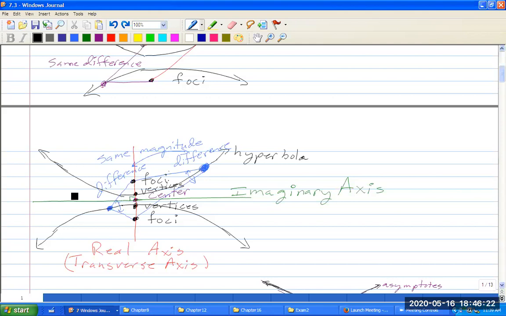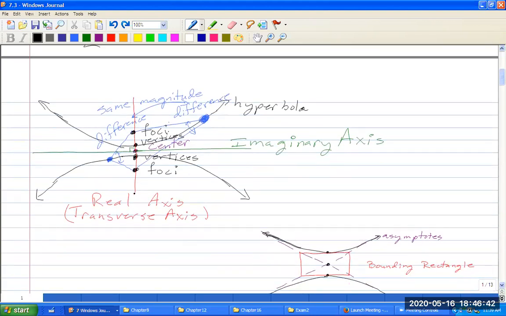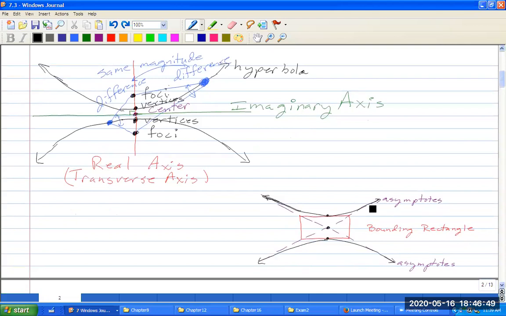If I take a line perpendicular to the real axis at the center, then this will be called the imaginary axis. If we draw a bounding rectangle and draw the diagonals of my bounding rectangle, the diagonals go through the center of my hyperbola. Then these diagonals will be called asymptotes. Your hyperbola will approach but not touch these particular asymptotes.